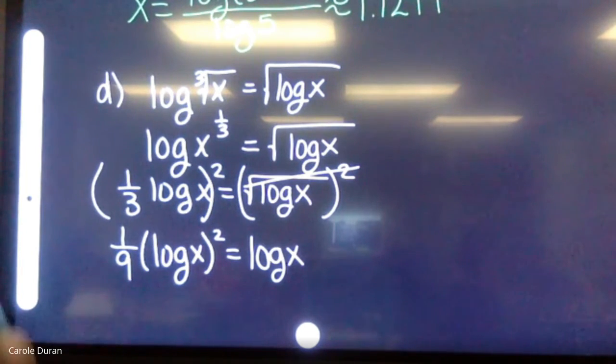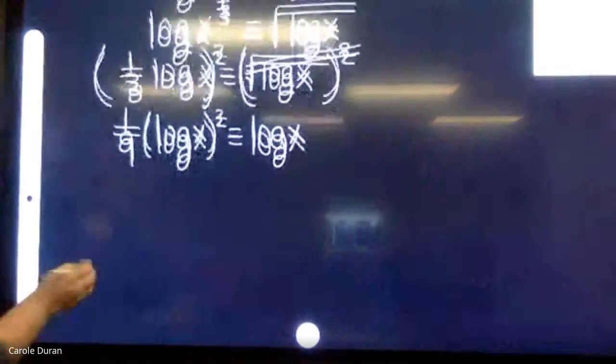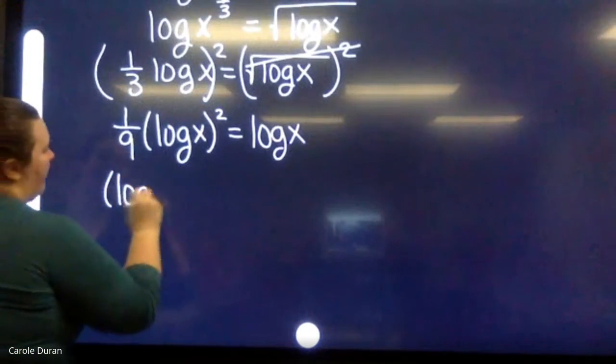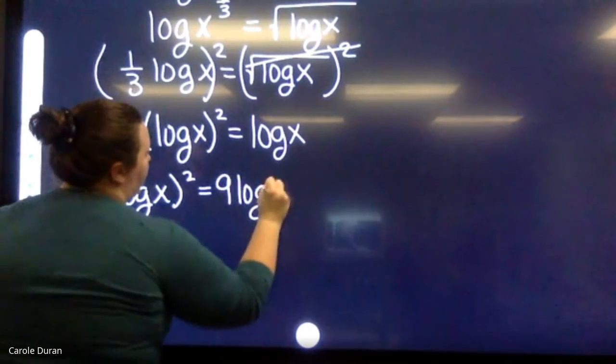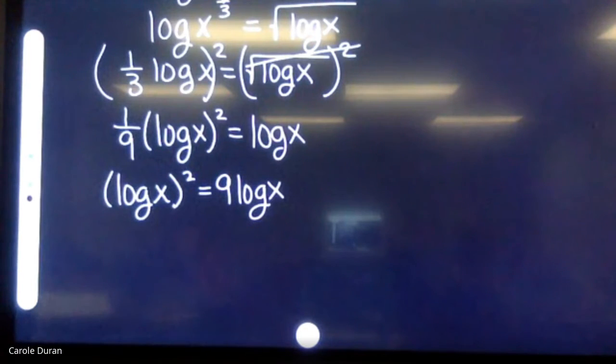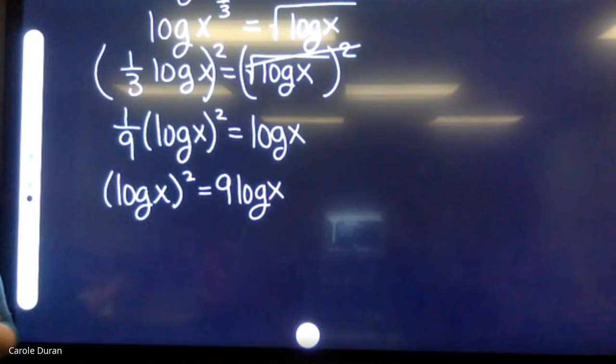Right now I have a fraction out front, and I think that's really going to mess with me. So how could I get rid of that fraction? Multiply both sides by 9. When I do that, I get log of x squared equals 9 times log of x. In theory, if I didn't have a square here, I'd be able to cancel and just solve. But since I have that square there, it doesn't work that way.